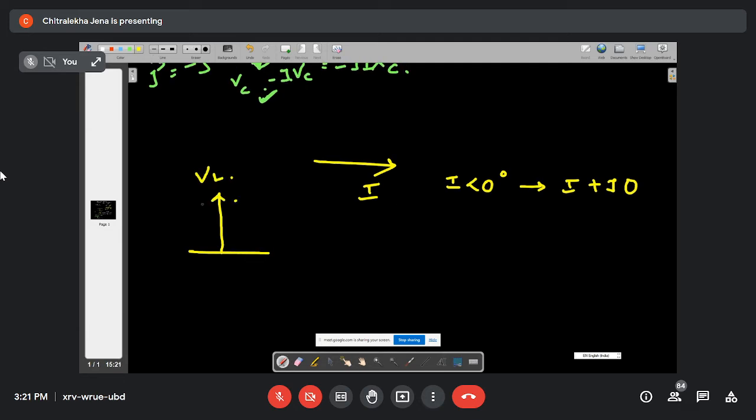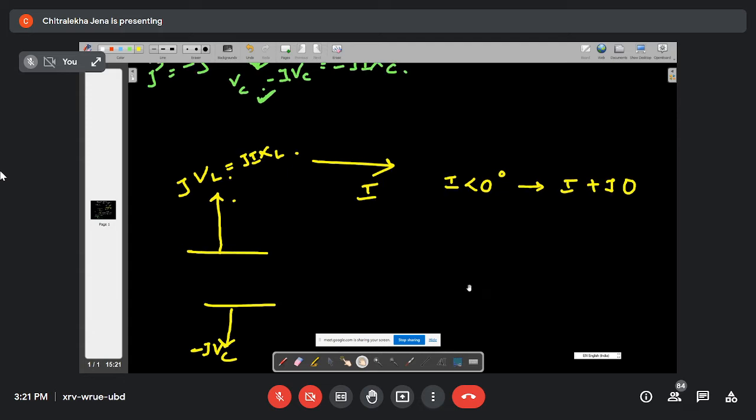So what will I multiply? I have to multiply J when I am representing in the phasor notation. So this is equal to J into how much? XL. Understood? When I am representing in the downward direction, what will I multiply? Minus J into VC. Now it is clear to all of you?